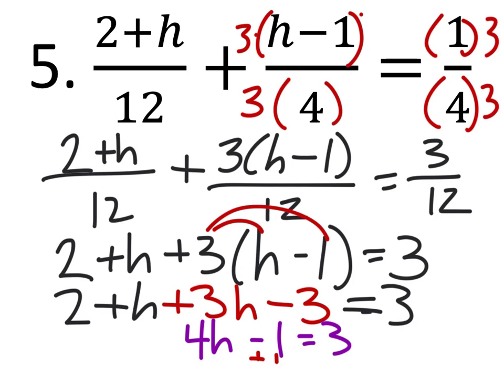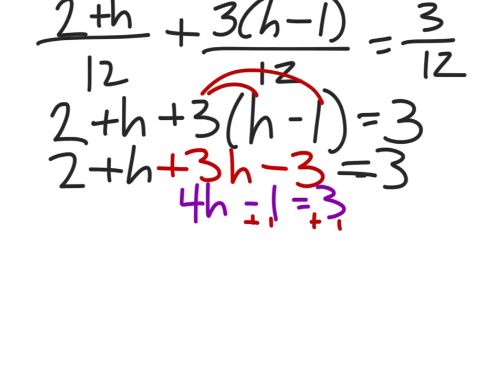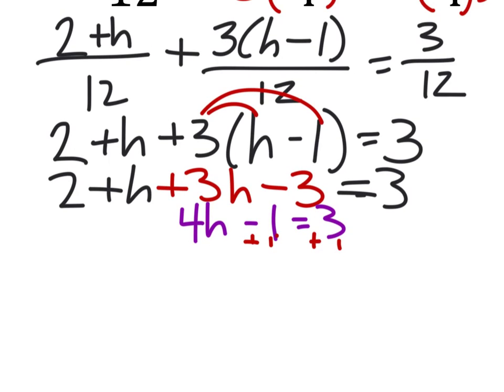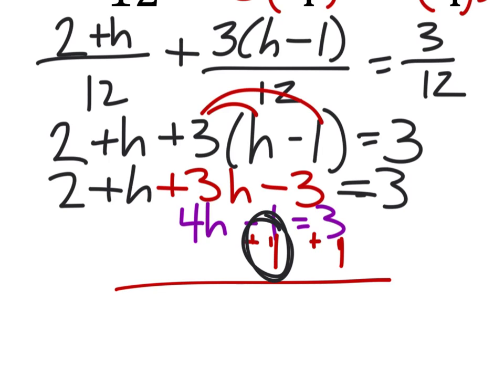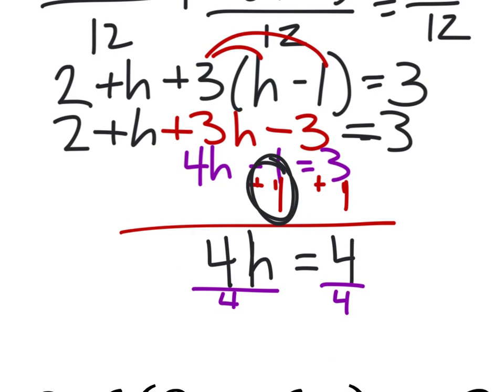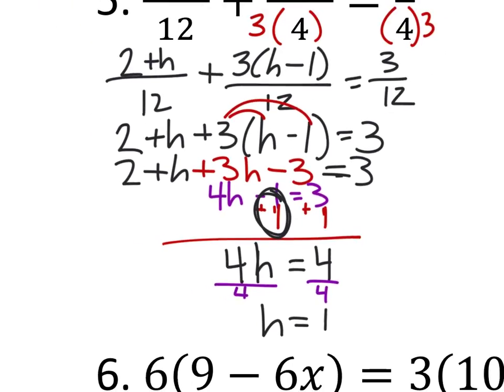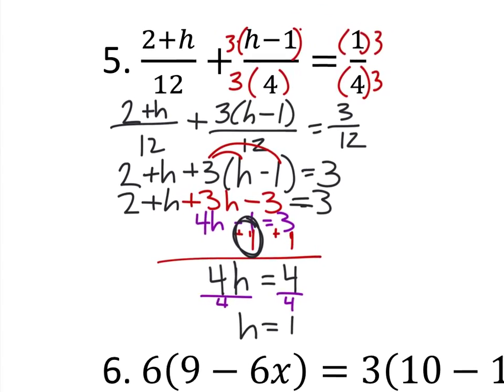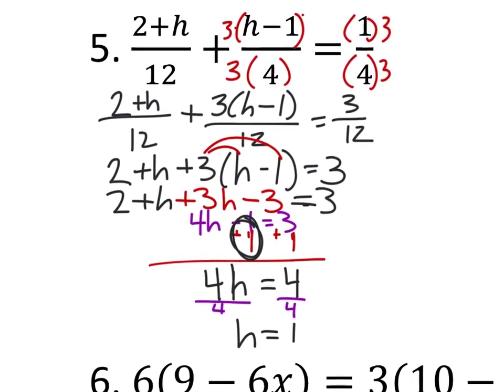From here we'll just add 1 to both sides. Sorry, that's a plus 1. I had a space there. So this becomes a 0. And 3 plus 1 is 4. And the 4h remains. Finally, we'll just divide by 4 on both sides. That will tell us that h equals 1. Now that we know that h equals 1, let's go ahead and go back and we'll check our answer on this, okay?